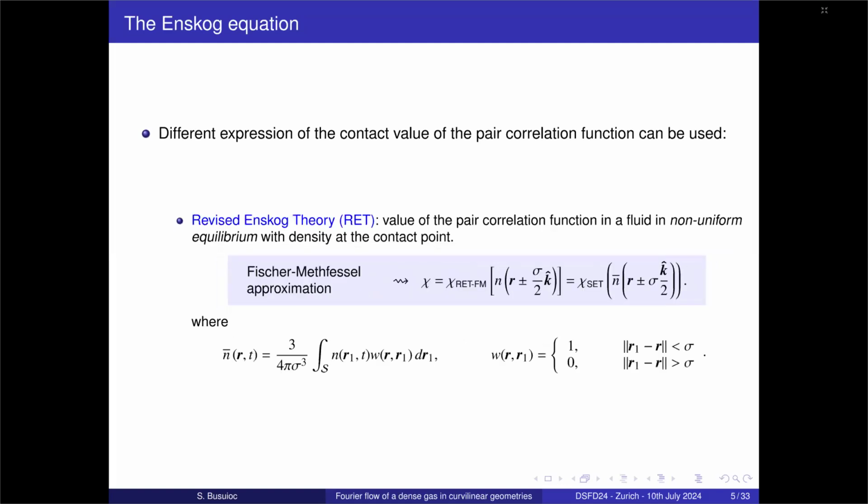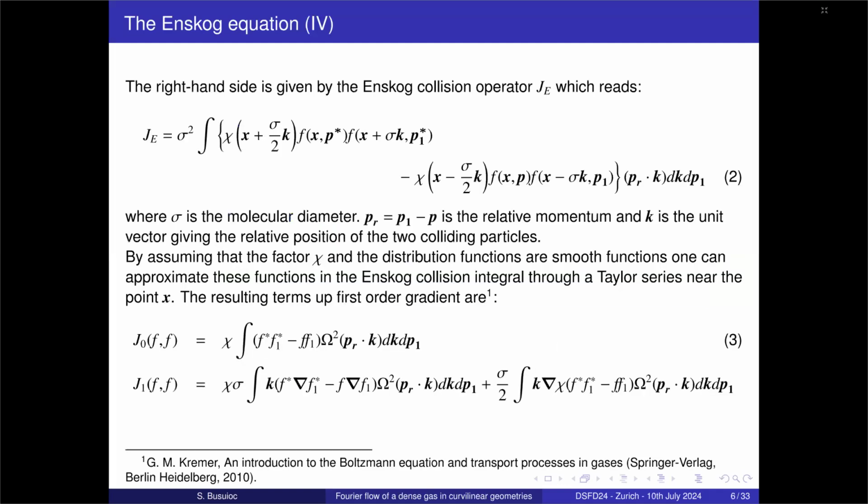And the other way is to use this Fischer-Methfessel approximation, in which I take the density in a fluid in non-uniform equilibrium, and I do that by doing a spherical average at the contact point between two hard spheres. And yeah, these are the formulas basically. So how the collision integral looks like. It's basically as Boltzmann. So I have the two one particle distribution functions, and these chi factors.